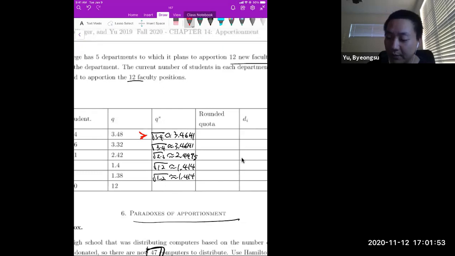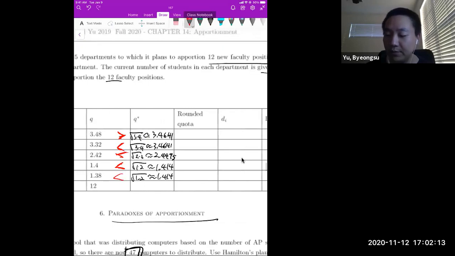but Q is less than Q star in the second line, less than Q star in the third line, and for the last line, okay, again, yeah, it is also less than Q star. So for the rounded quarters, in the case of the first line, we need to round up, but for all other cases, we need to round down. And if you add all the numbers, then it is 11.